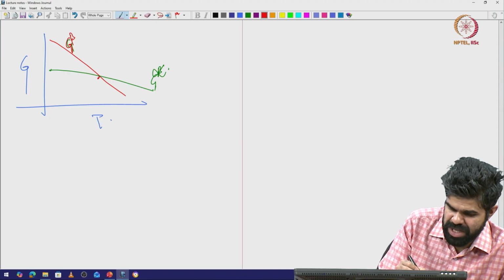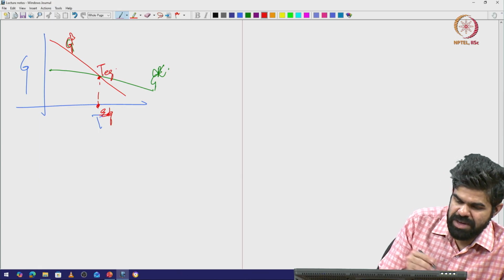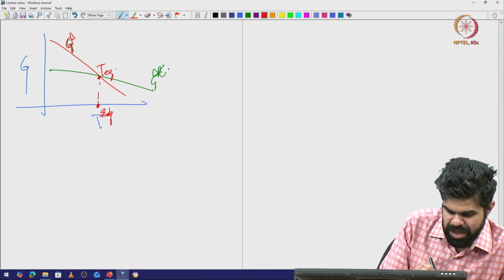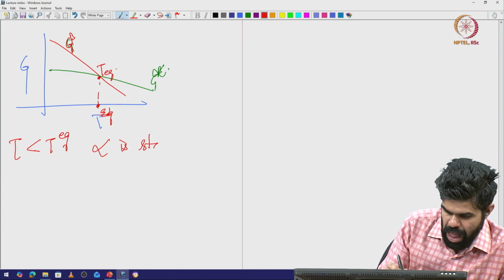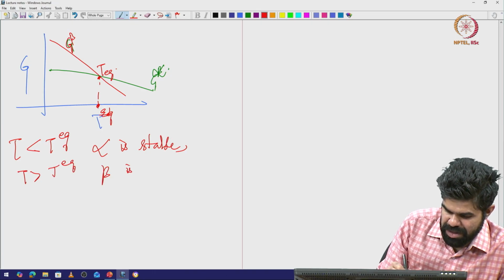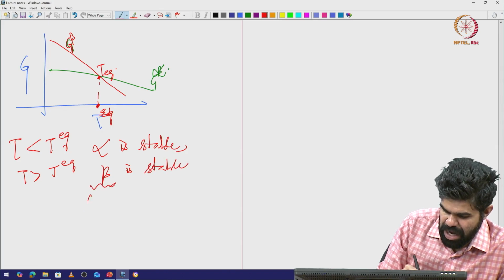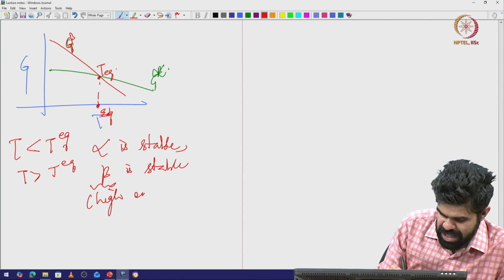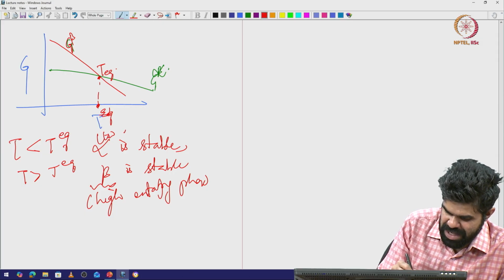Just based on the slopes, you can say that this is the equilibrium point, T equilibrium, right. Below T equilibrium, T less than T equilibrium, alpha is stable. T greater than T equilibrium, beta is stable, or beta is the equilibrium phase, right, and beta is the high volume phase or high entropy phase like a gas, and alpha is a low entropy phase.